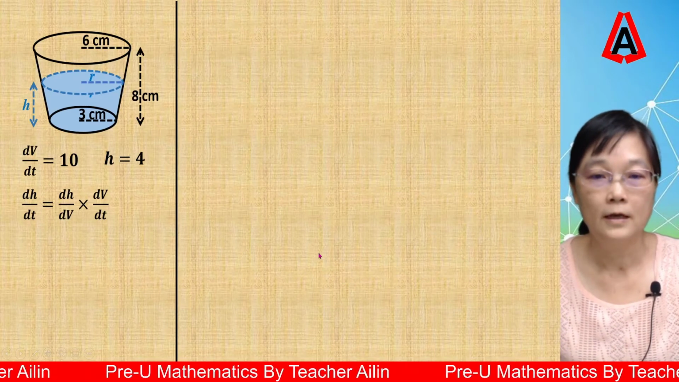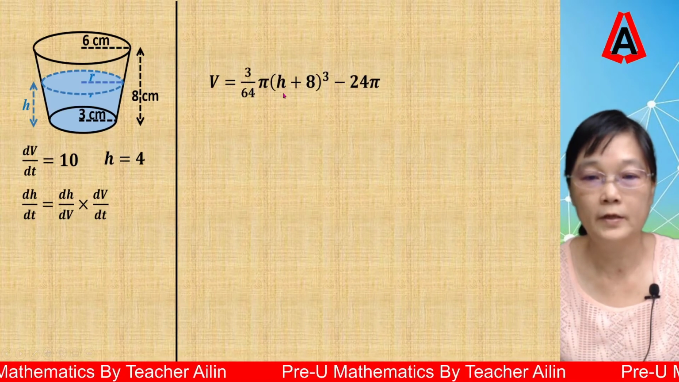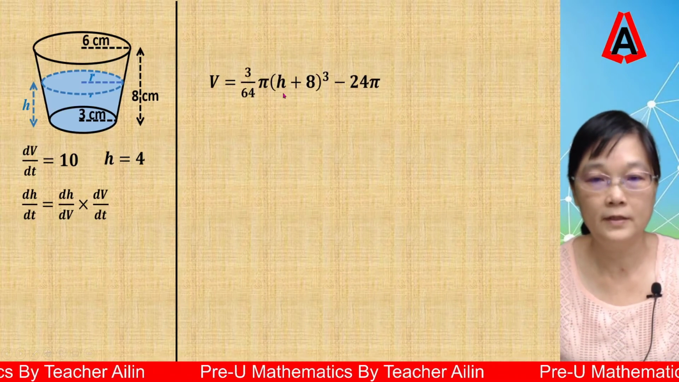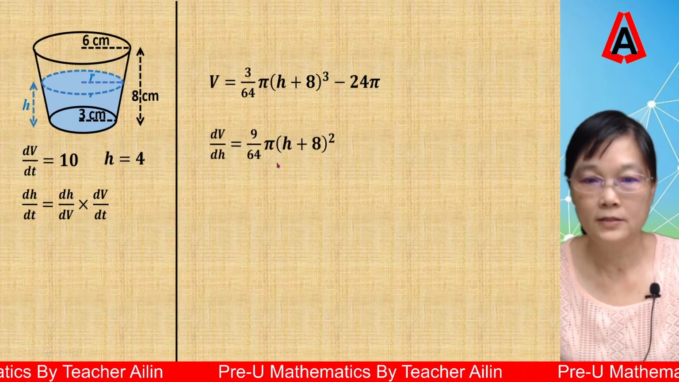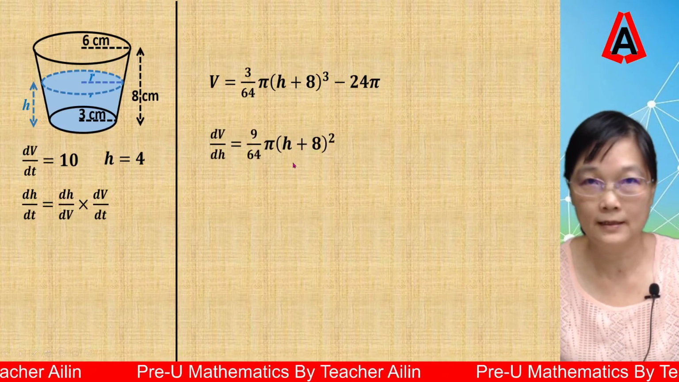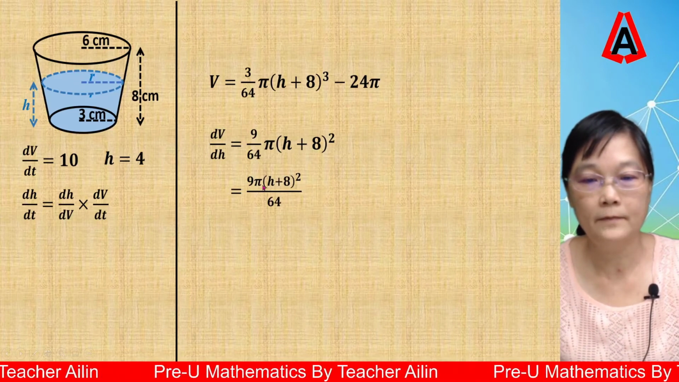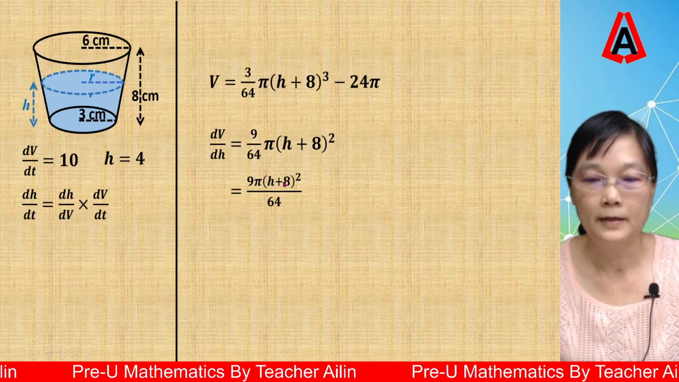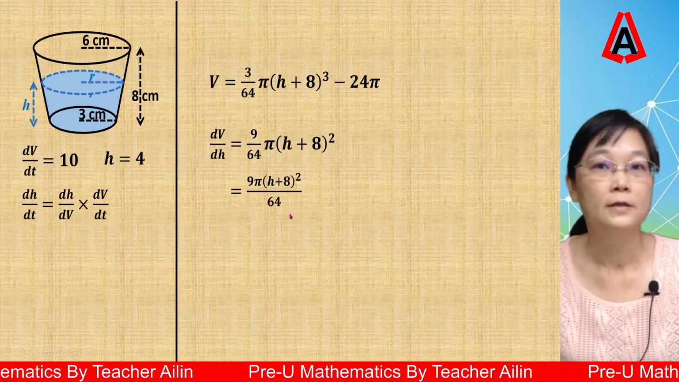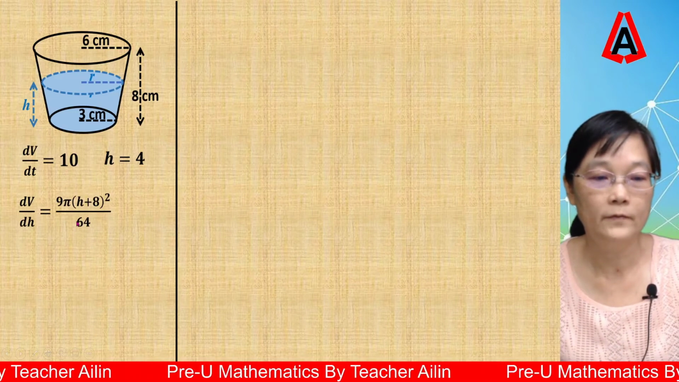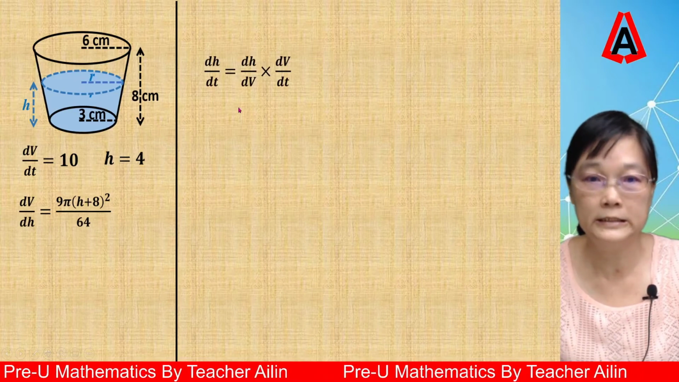Now I'm going to differentiate V with respect to h, that is dV/dh. After differentiating, dV/dh is equal to something like this. When we put it in fraction form, it is 9 pi times (h plus 8) squared over 64. Now we have all the information here, so we can calculate dh/dt.